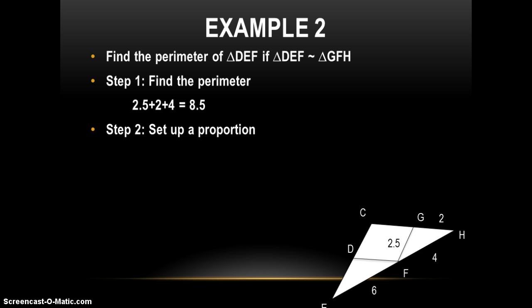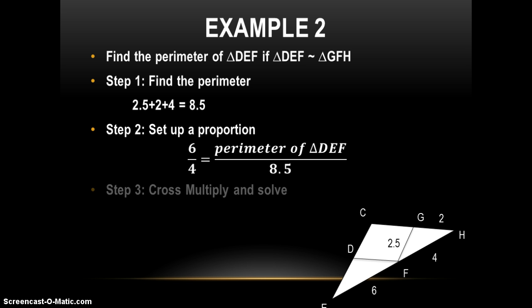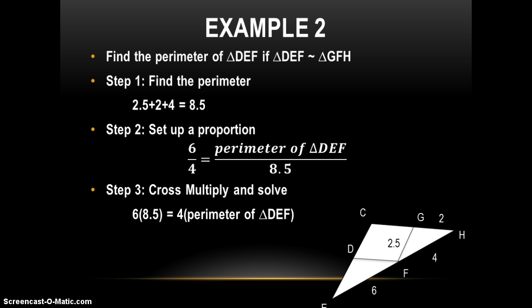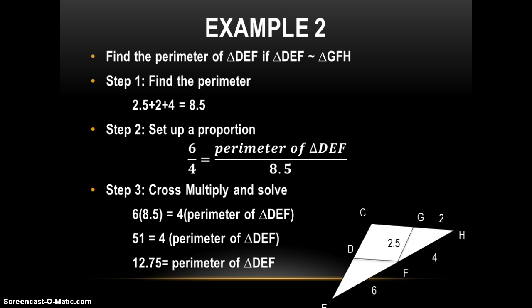Now step 2, we set up a proportion, and the two corresponding sides we can see are 6 and 4. So 6 over 4 equals the perimeter of triangle DEF over 8.5. Step 3, we're going to cross multiply and solve. So 6 times 8.5 equals 4 times the perimeter of triangle DEF. So we have 55 equals 4 times the perimeter of triangle DEF. And then 12.75 is the perimeter of DEF.